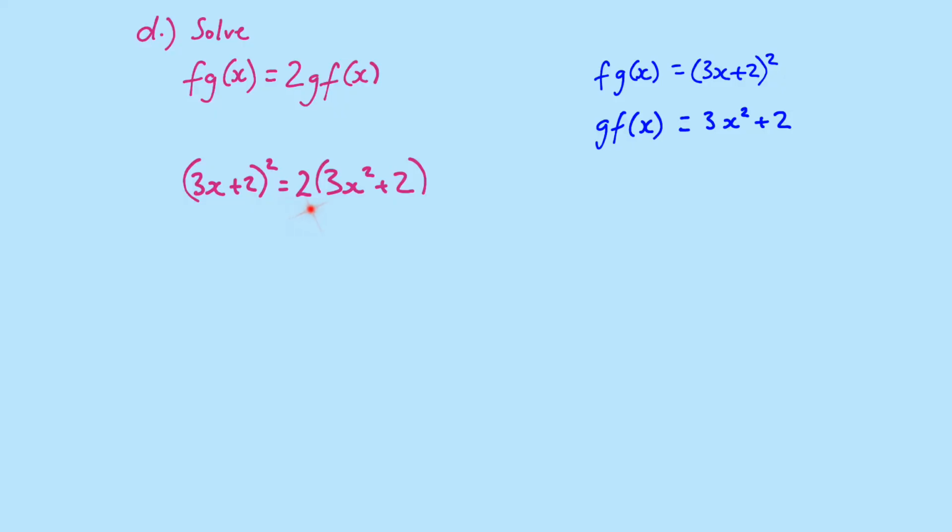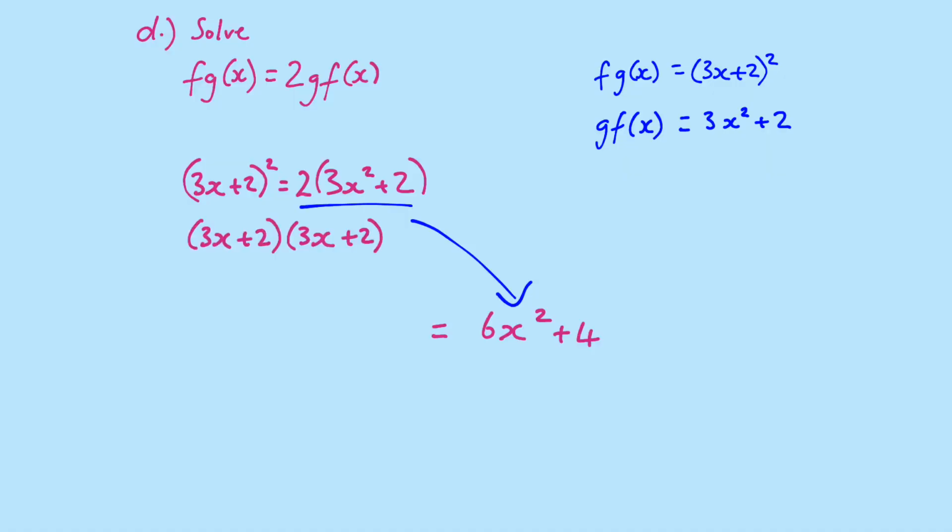Now this part, we just multiply the bracket, which gives us 6x squared plus 4. And then for this bracket, all squared, we must make sure we do FOIL. So let's write it out in full. So we multiply the first 2, the outer 2, the inner 2, and the last 2, we end up with 9x squared plus 6x plus 6x plus 4. Tidying that up gives us 9x squared plus 12x plus 4.